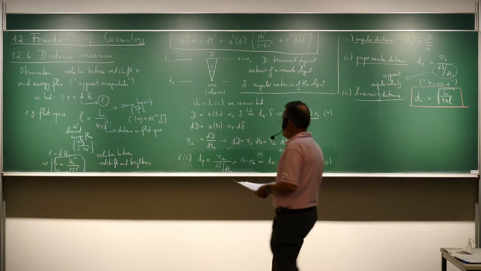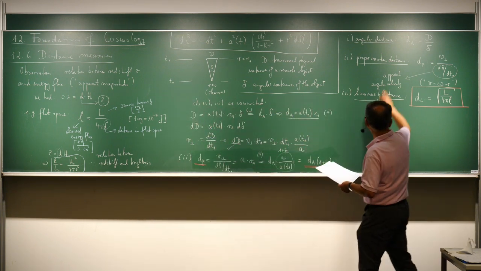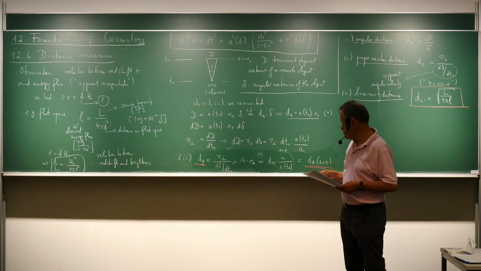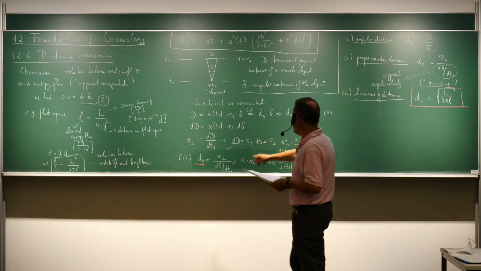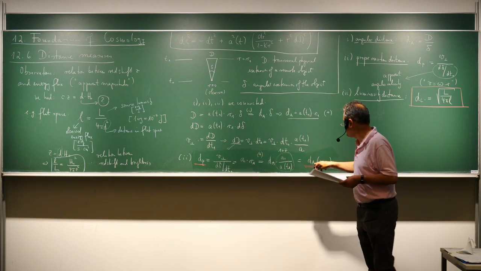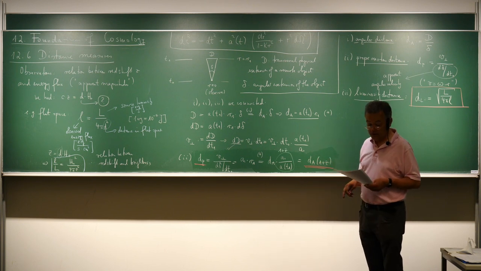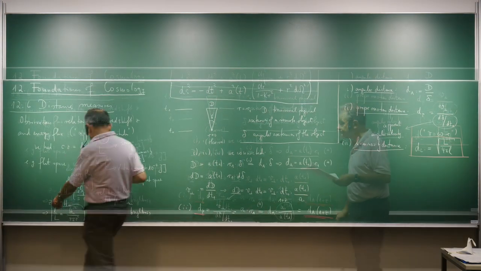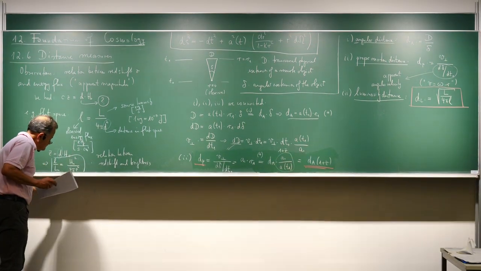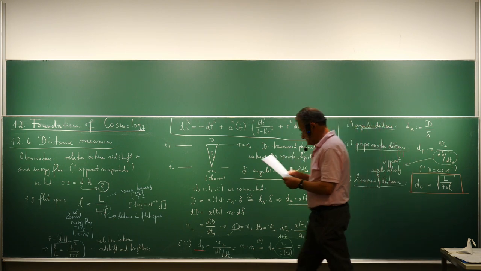And so you see we have now the first connection. We have the connection between the first two distance measures: the proper motion distance is the angular distance multiplied by 1 plus z. And actually a similar relation will come out connecting this with dl. Now let us have a look at dl. So dl is given by this expression.